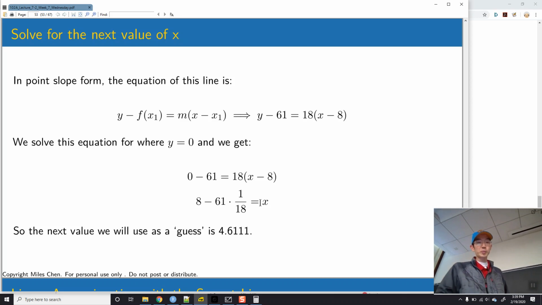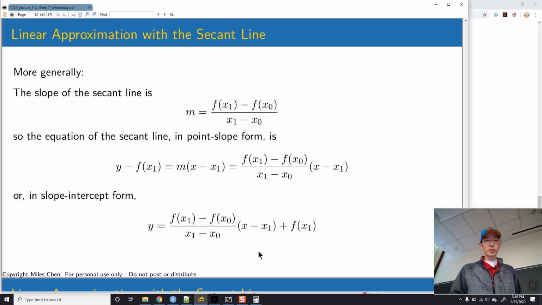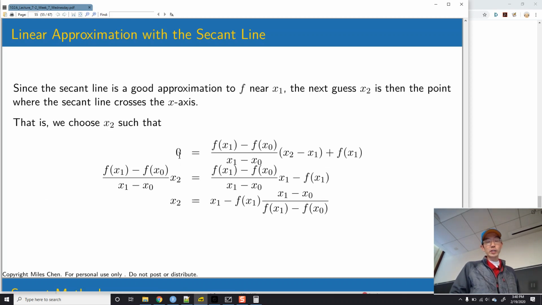Okay, and that's going to be my next value. So my next guess I use is 4.611. All right, so more generally, this is the slope. Slope is the change in y over the change in x. Okay, and then in point slope form, it's going to take in this form, and if we solve for y, when y equals 0, we're going to get this.